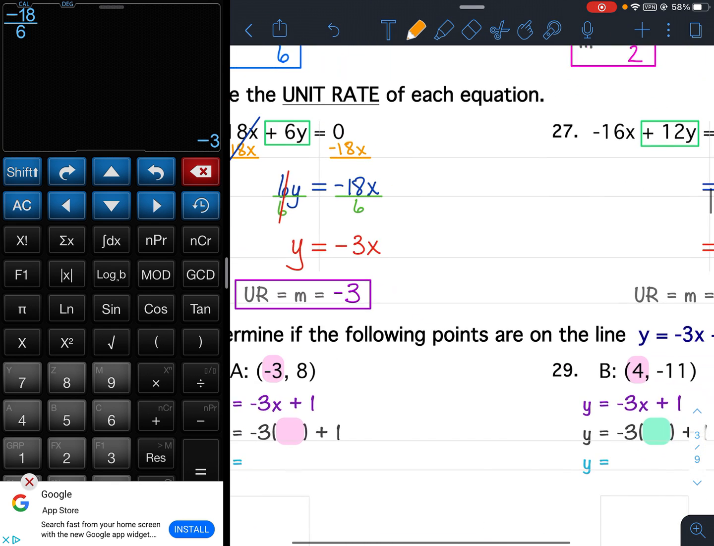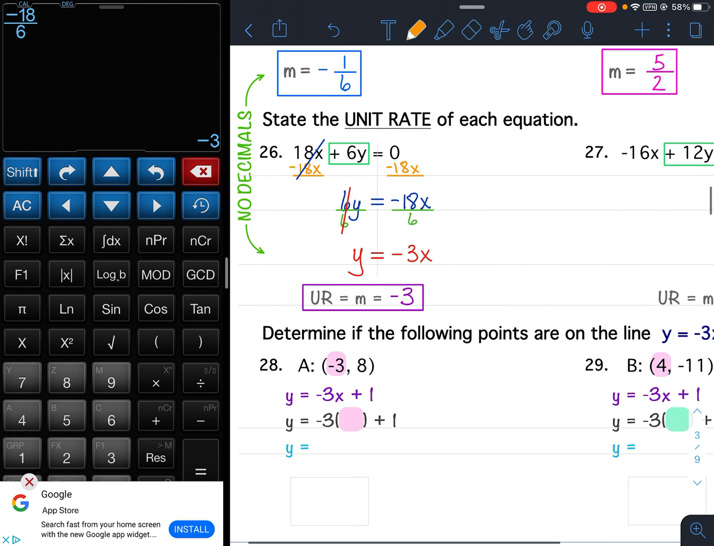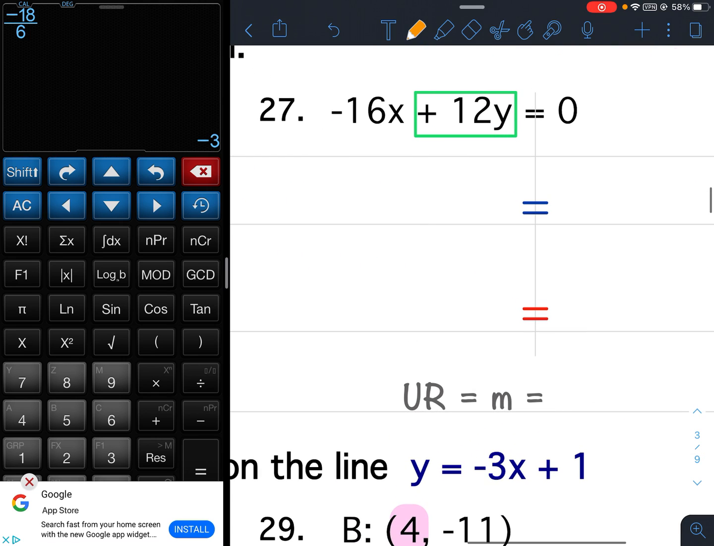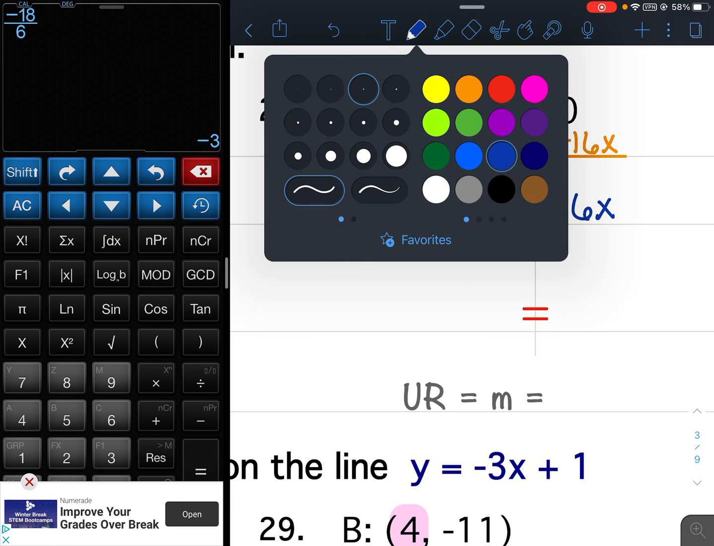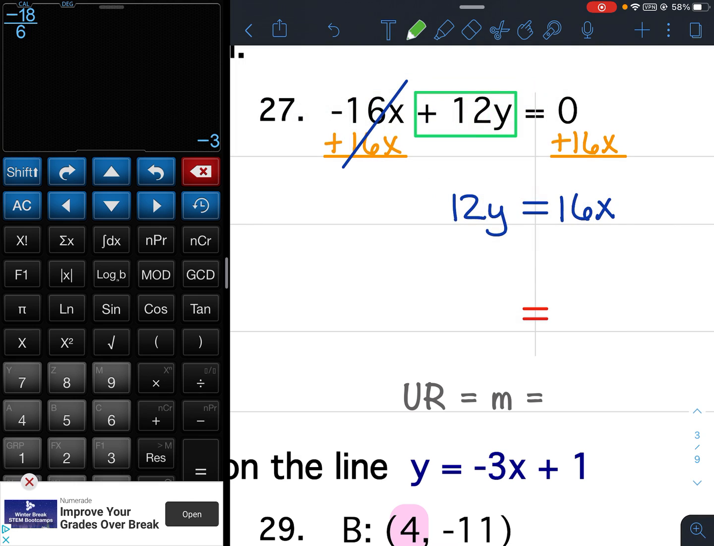Twenty-seven is done the exact same way. If you need to, pause your video to get that written down. For 27, since it's negative 16x, I'm going to add 16x to both sides. Don't forget the x. The x terms cancel. Bring down my 12y equals 16x. I want to isolate the variable y, so I'm going to divide both sides by 12.